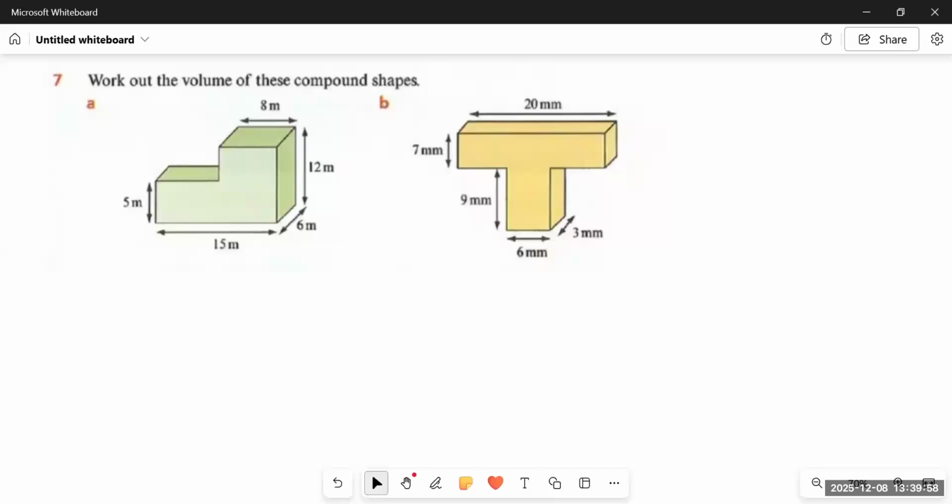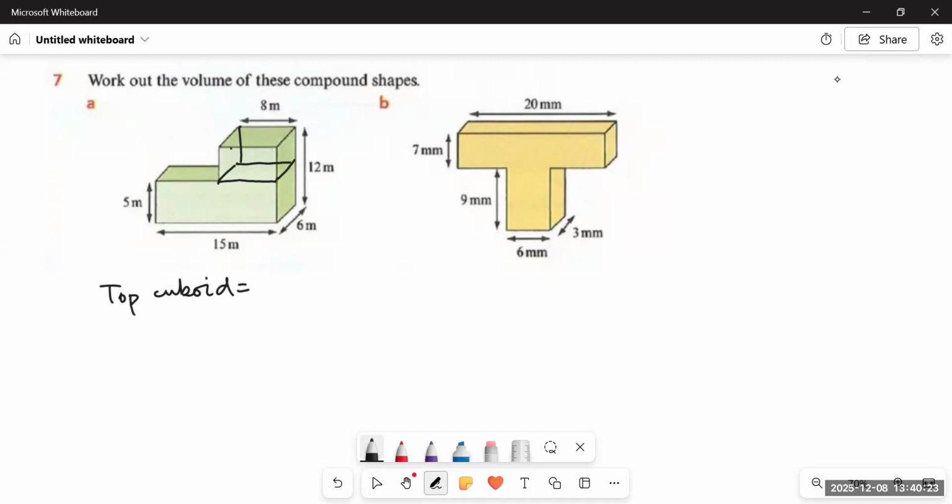Now let's do the next question. If we talk about question number 7, we'll do the same thing over here as well. We'll split it into two parts, right? This is the top cuboid and the bottom cuboid. If we talk about the top cuboid, the length is 8, the width is, this one is the width, see? And the width is given as 6 meters. So it's 8 into 6 into the height, which is missing.